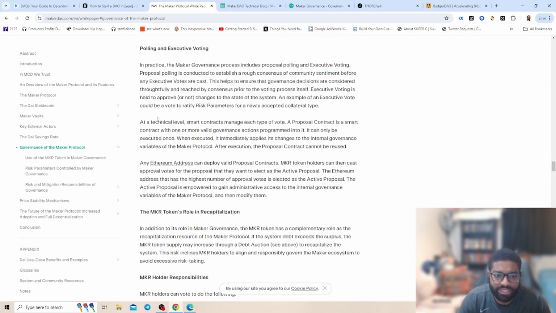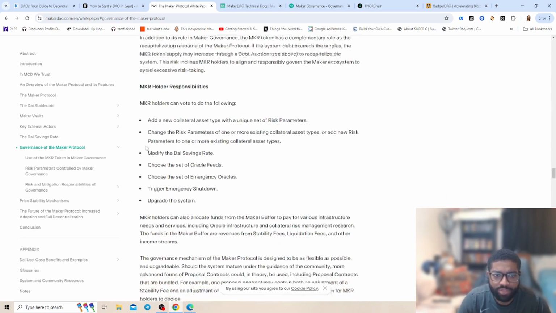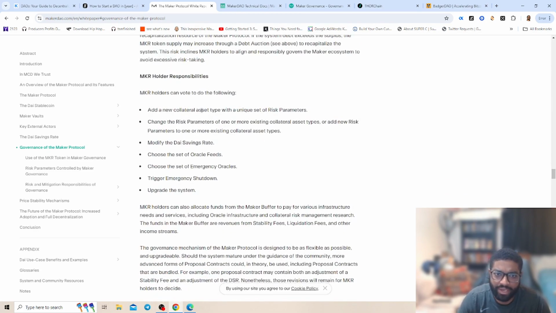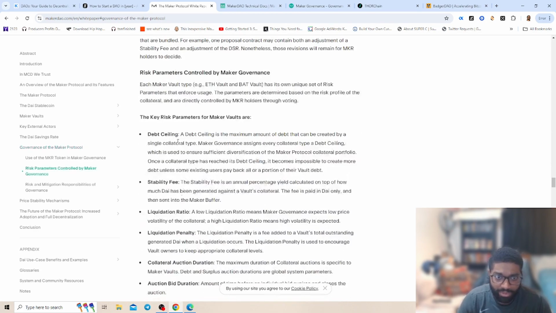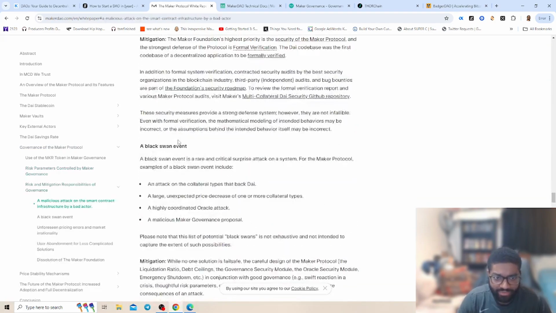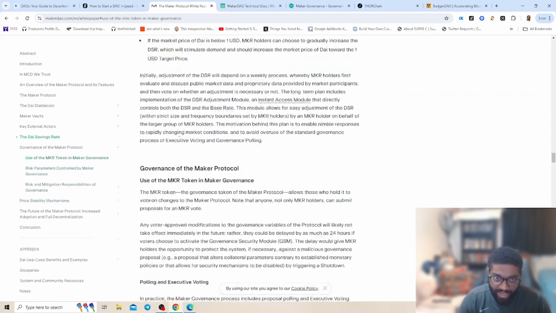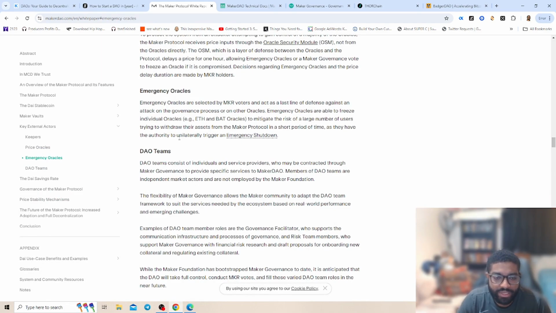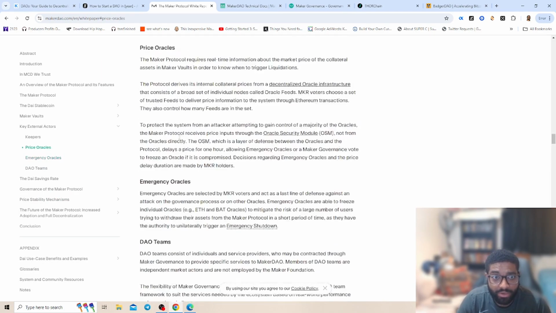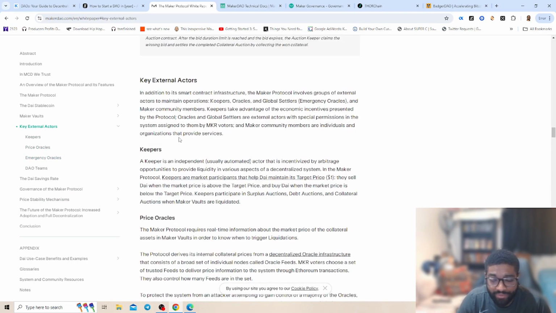So they have polling and executing, being able to have responsibilities. You add a new collateral asset type with a unique set of parameters. So it just has many different things, ways people can actually look into DAOs. There's a lot of information on how people want to look into DAOs, any information that you want to get on them, just how the actual governance proposal works, how many tokens you have to have in allocation, being able to submit proposals. So a lot to get into, but that's as far as MakerDAO and the single chain. Let's actually go over to our next one.